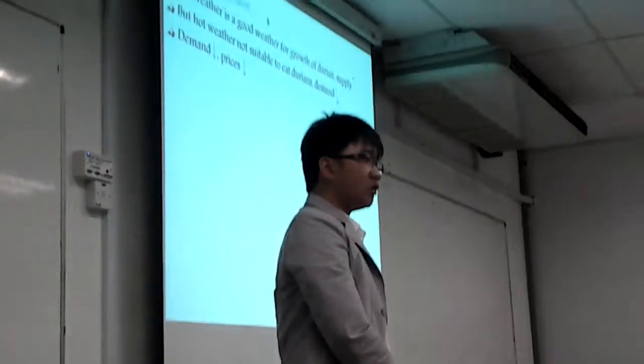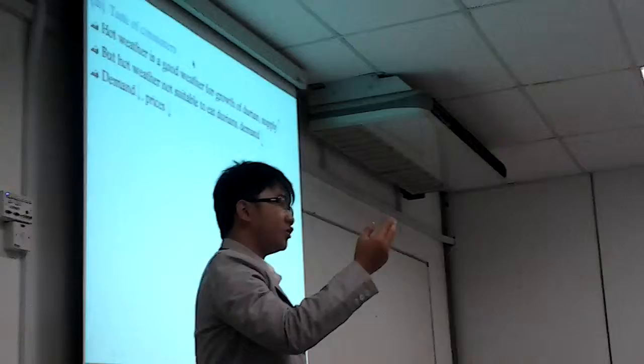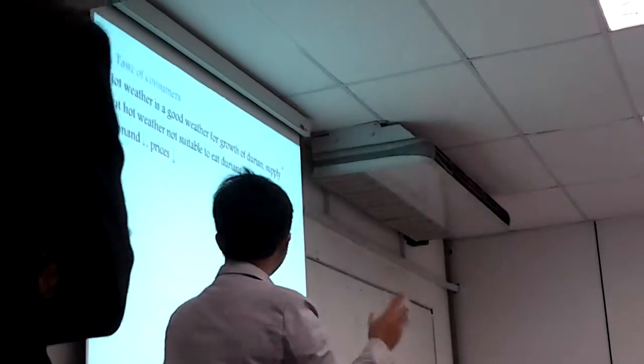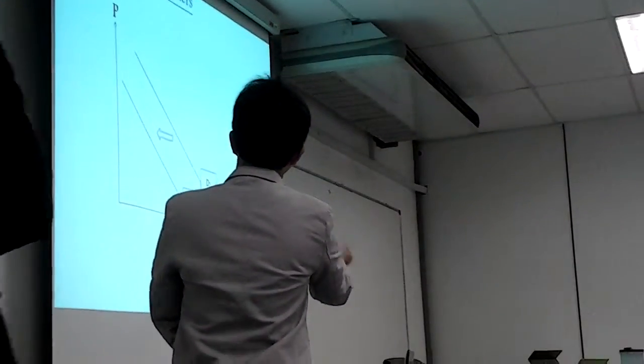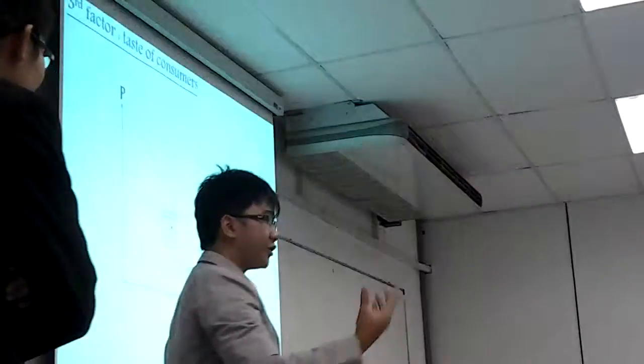And the third factor is the taste of the consumer. As we know, hot weather is a good weather for durian to grow, but it's not a good weather for us to eat durian. Because when we eat durian in hot weather, we feel heaty and we will get sick. So the demand will drop. When the demand drops, no one will buy the durian, so the price will decrease also. This is the graph of the taste of consumer. It lets the demand curve shift to the left because the demand decreases.